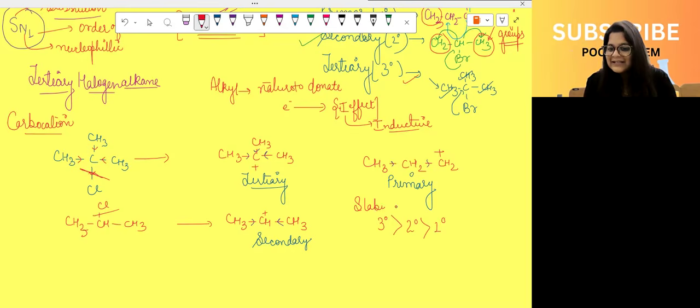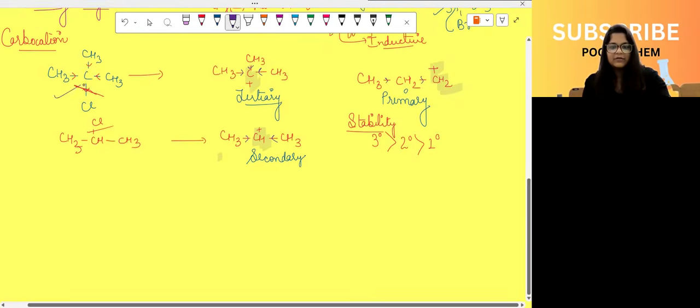So this is the stability of carbocation. What is a carbocation? A carbon containing a positive charge, right? When a carbon carries a positive charge, that's basically a carbocation, correct? So now SN1 is there in the tertiary halogenoalkane. Let's take an example of this compound only.